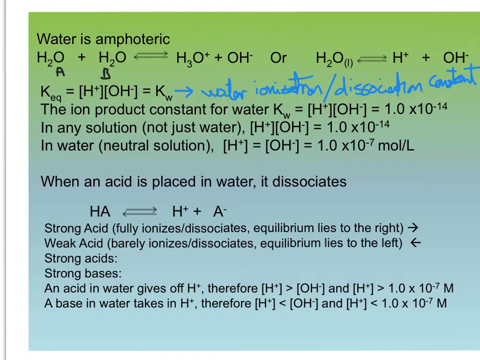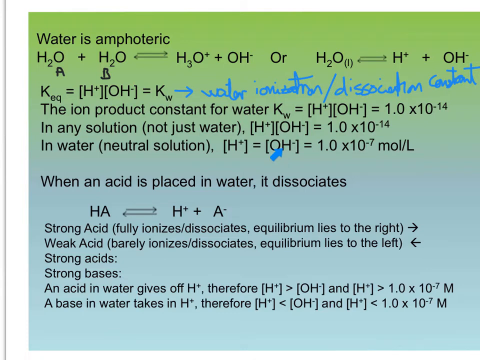Now, if you have a neutral solution, or if it's water, which is neutral, in any neutral solution, including water, the H+ and the OH- concentrations are going to be the same. If you look at water, for every water molecule that ionizes, you get one H+ and one OH-, right? So the H+ and the OH- are equal to each other. Every time I make an H+, I have to make an OH-, right? So those two concentrations are equal to each other.